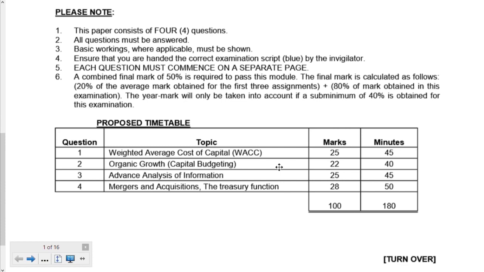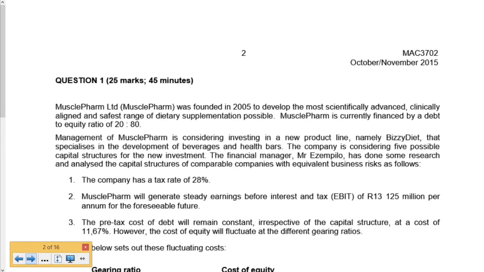WACC, then investment decision, then analysis, ratios, and then lastly a question on mergers and a bit of treasury. I think it was forex or dividends, something like that. Okay, let's have a look. Question 1.